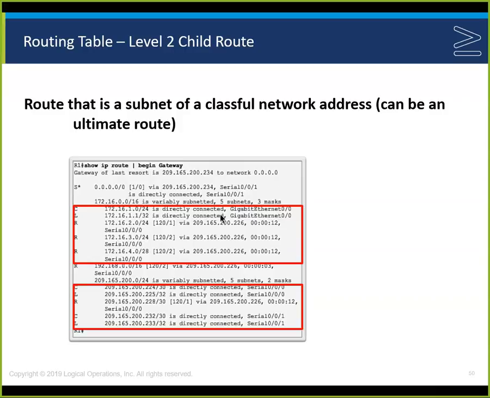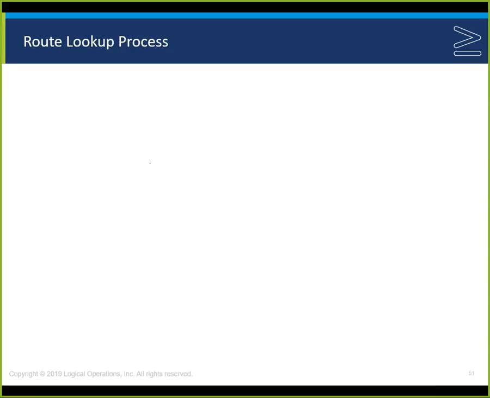All of the other ones here, because they're directly connected to Gig 0/1, have paths, next-hop addresses down here, as well as interfaces for it to go out. And these are going to be the subnetted ones, which can be the ultimate routes.